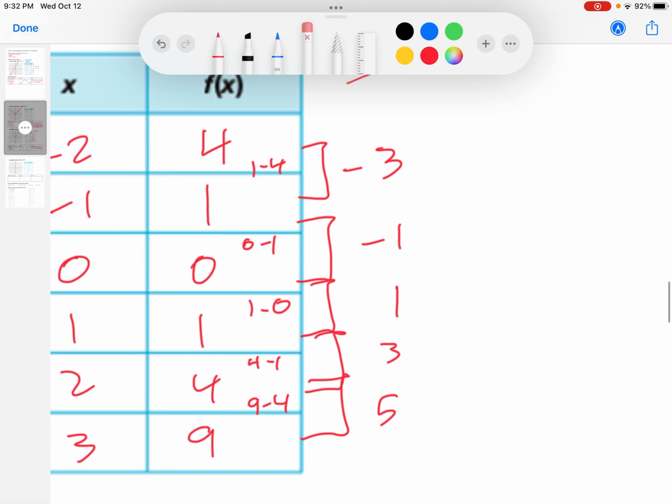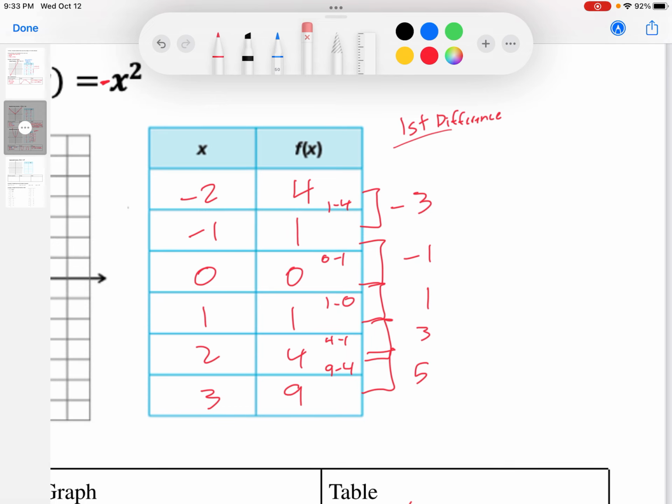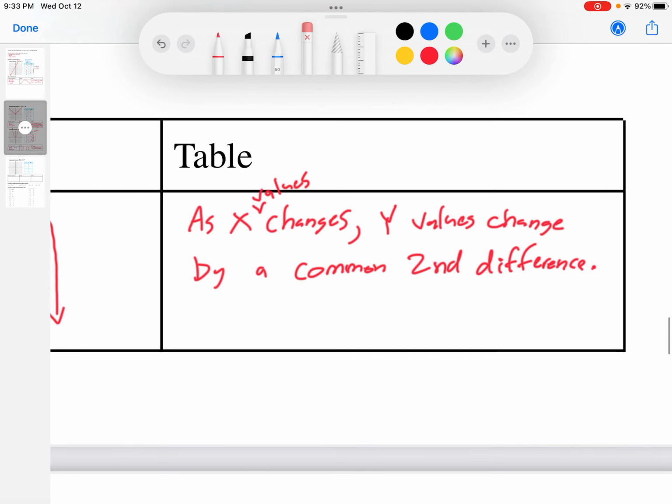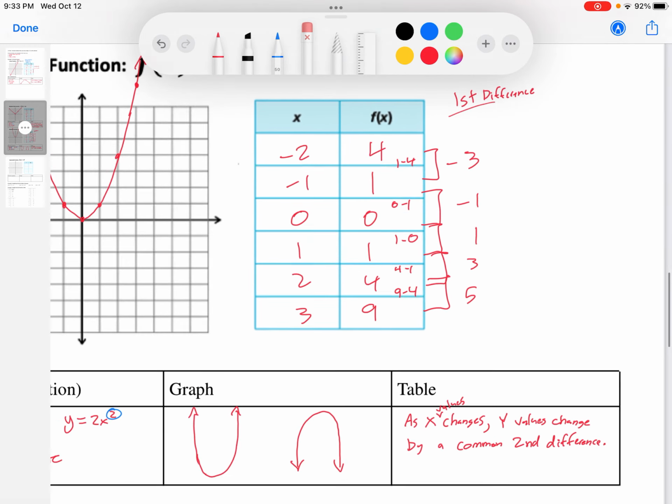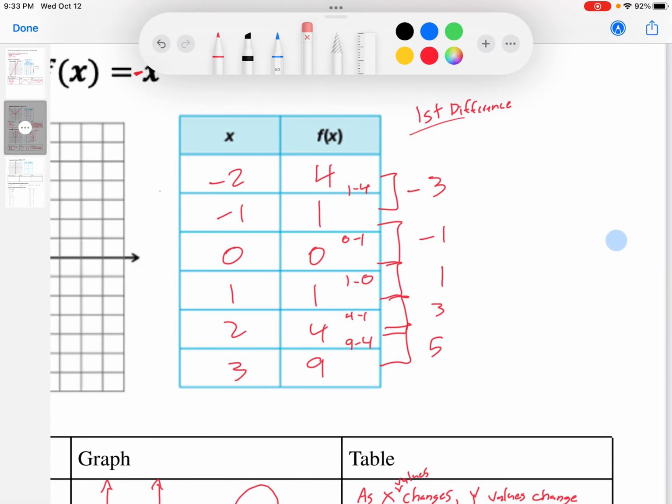Okay, hopefully you said, no, they're not the same number, because they're not. This one's -3, this one's -1, this one's 1, this one's 3, this one's 5. Those are not the same number. They are different numbers. Therefore, here's what I'm getting at. The first difference of this table is not the same. But if we go and look at our definition, it says something about the second difference. That's weird. So here's what the second difference is. I want you to draw another column.